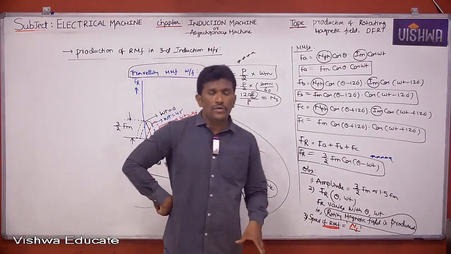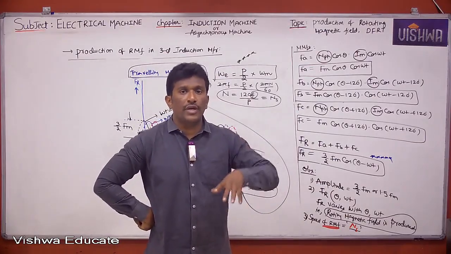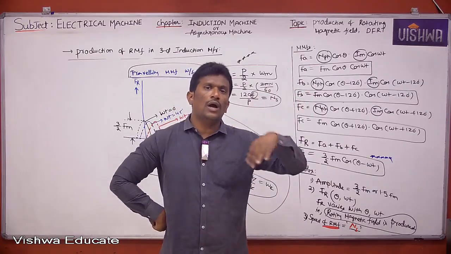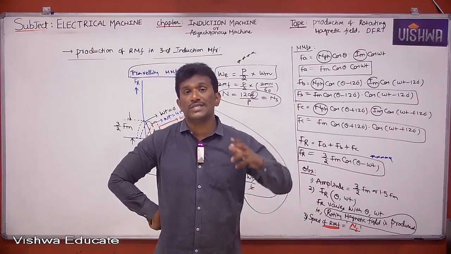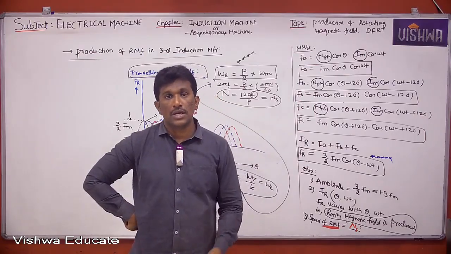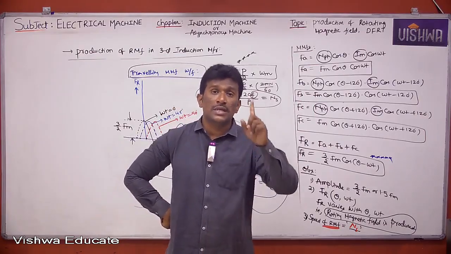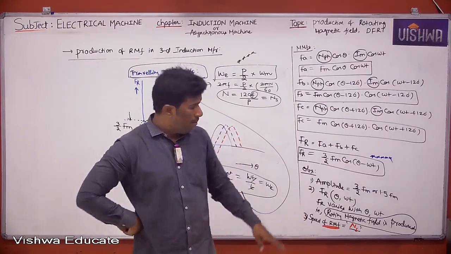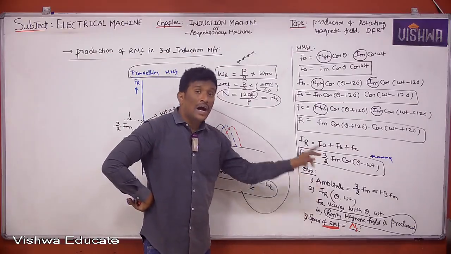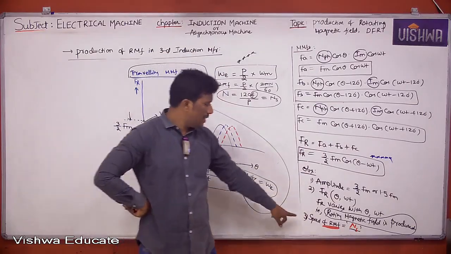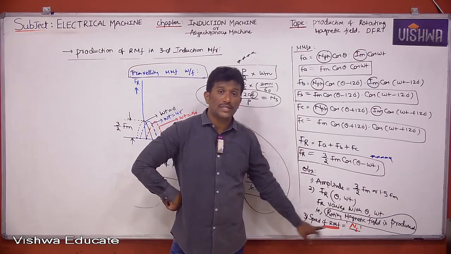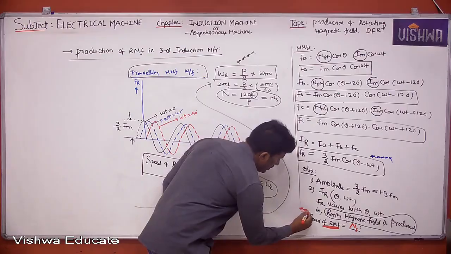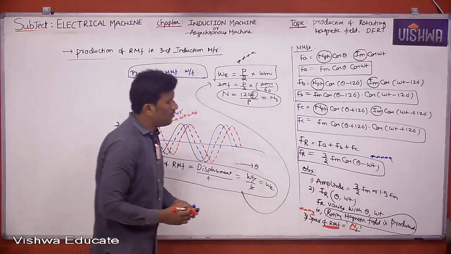Please don't confuse speed of rotating magnetic field with speed of motor or speed of rotor. Speed of motor or rotor is n, obviously, which is less than ns. In case of induction generator, n is greater than ns. At n equal to ns, I don't have any operation. That's for sure. But here, speed of RMF is ns. I'm not saying speed of rotor. Speed of rotating magnetic field is ns. This point is very, very important. Speed of RMF is ns.